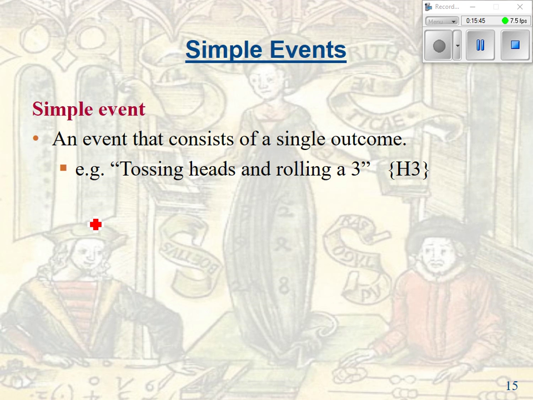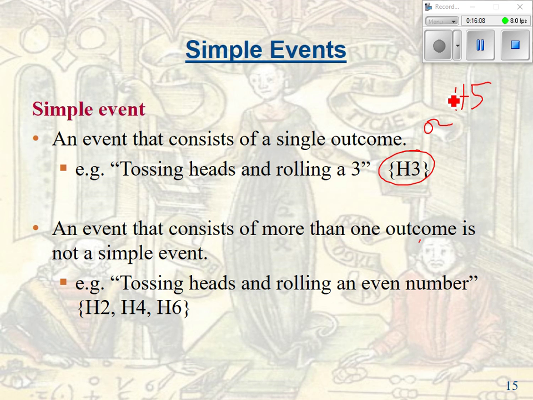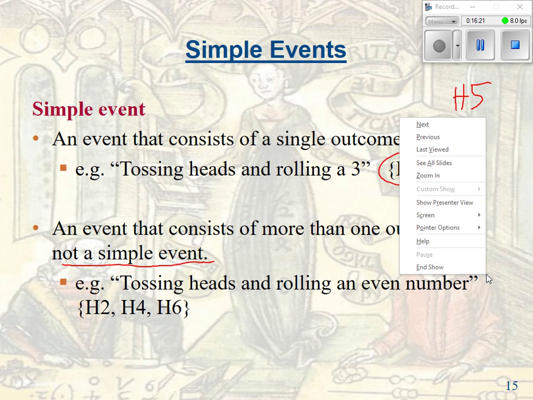Something that wouldn't be a simple event is if I wanted to get a head and a 3 or a head and a 5, because then we're putting in more than just one thing. So a simple event just consists of a single outcome, and an event that consists of more than one outcome is not a simple event. Very self-explanatory, right? If it's got more than one thing, then it's not simple anymore.